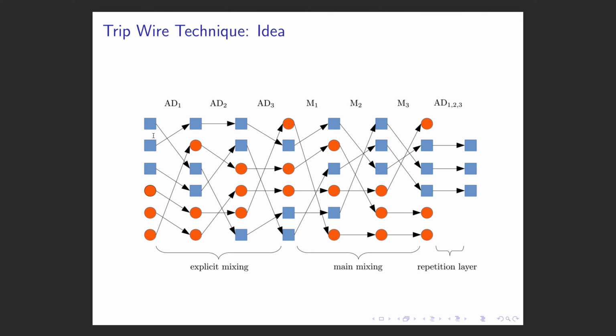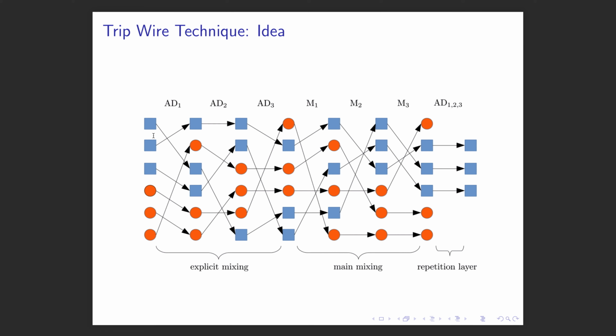So let me first go through the top and talk about the parties involved. So we have auditor 1, auditor 2, auditor 3, mixer 1, mixer 2, mixer 3, and then we finally have all the auditors working together for the repetition layer at the end. And we have three main phases: the explicit mixing phase, the main mixing phase, and the repetition layer. So what happens here is we have our input messages, our blue squares, and our tripwires. And each of the mix servers, the auditors, is going to mix and decrypt, and then the mix servers are going to mix and decrypt, and we're going to get to the point just before we do the repetition layer.